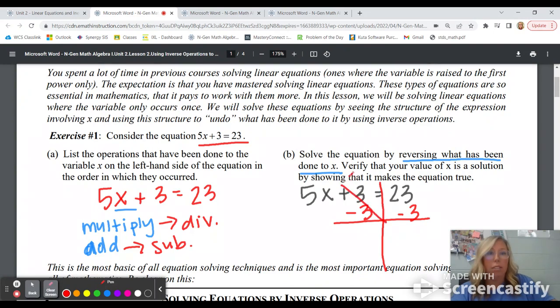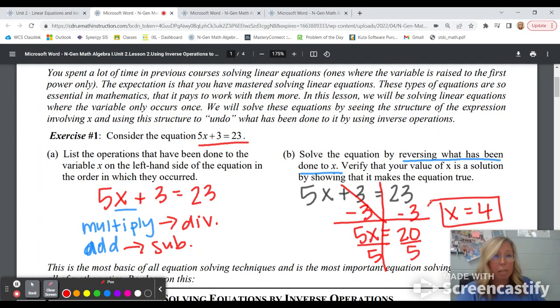The point of subtracting 3 here is to cancel that out. That leaves you with 5x equals 23 minus 3, which is 20. Then we're going to undo the multiplication by 5 by dividing. So divide by 5, and we get x equals 4. That's a basic two-step equation, practicing undoing the operations that are in the problem.